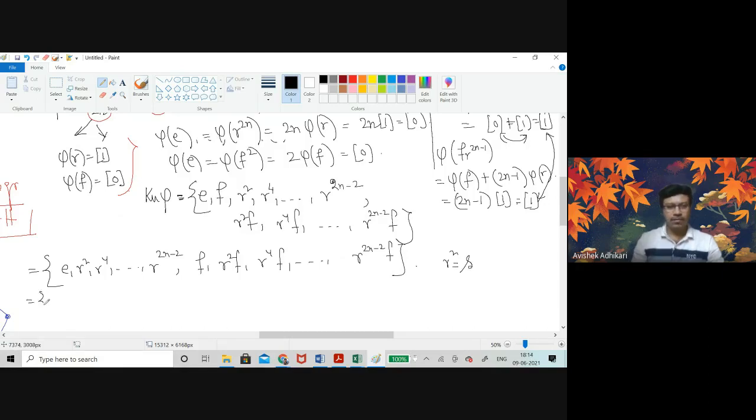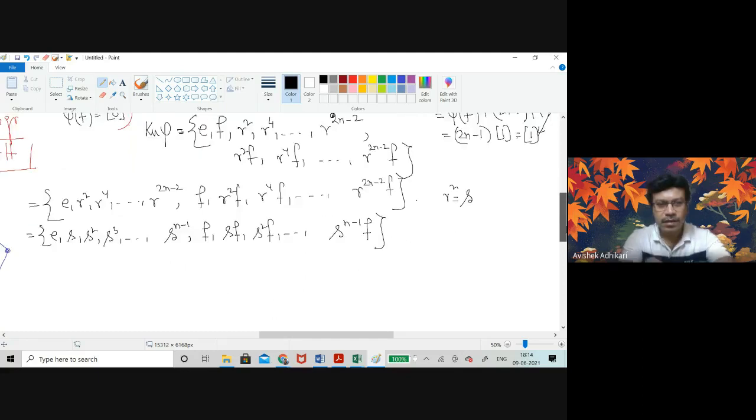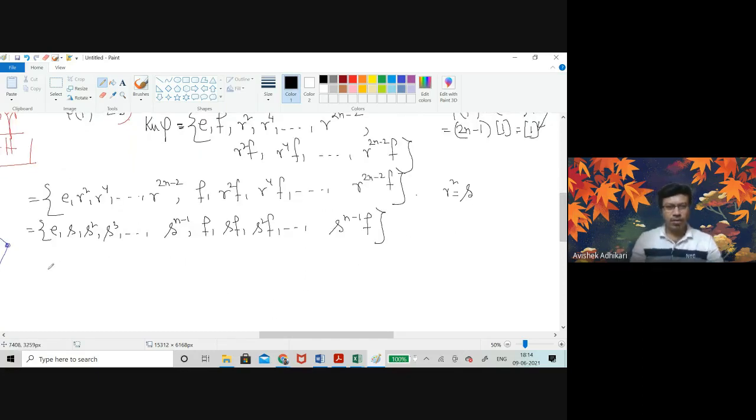Okay, then I can write it e, s, s square, s cube, ..., s to the power n minus 1 f, sf, s square f, ..., s to the power n minus 1 f. Okay, and then let us try to find the relation. What is s to the power n?